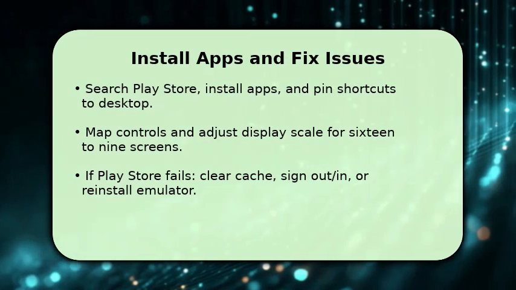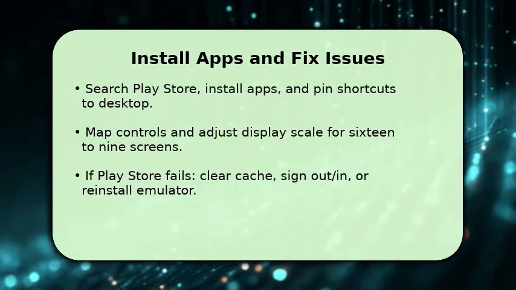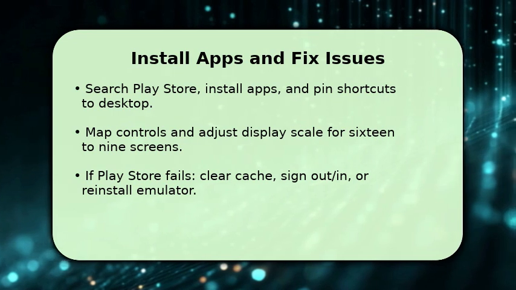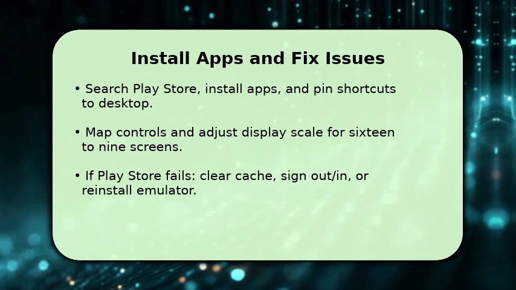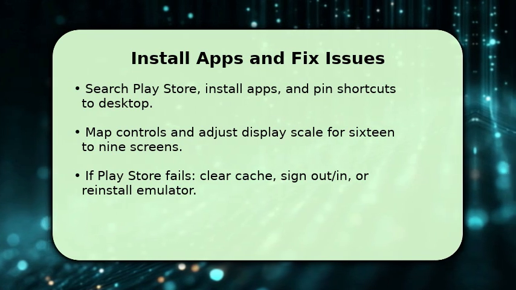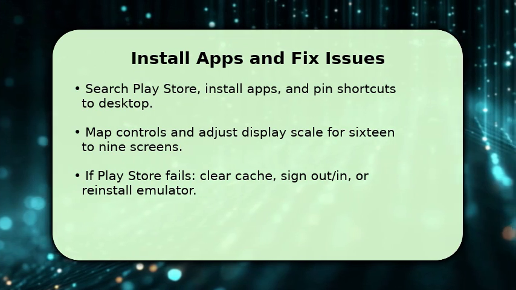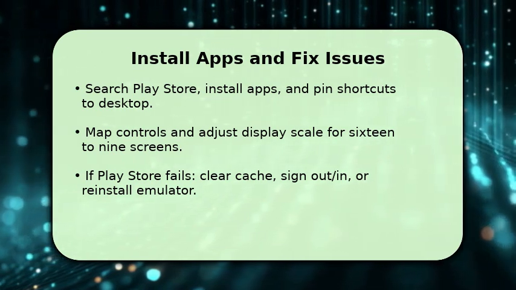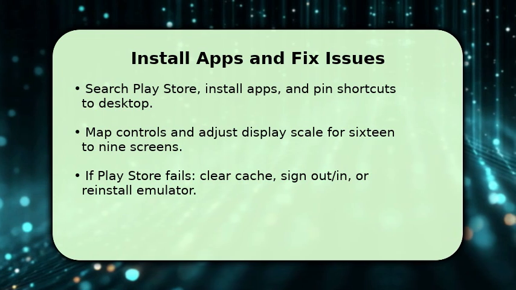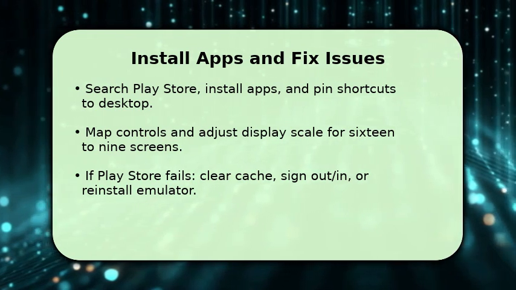Open Play Store, search, and install as you would on a phone, then create desktop shortcuts for quick access. Once apps are installed, map keyboard and mouse controls where needed and adjust display scaling so layouts fit a 16:9 screen. This improves usability.